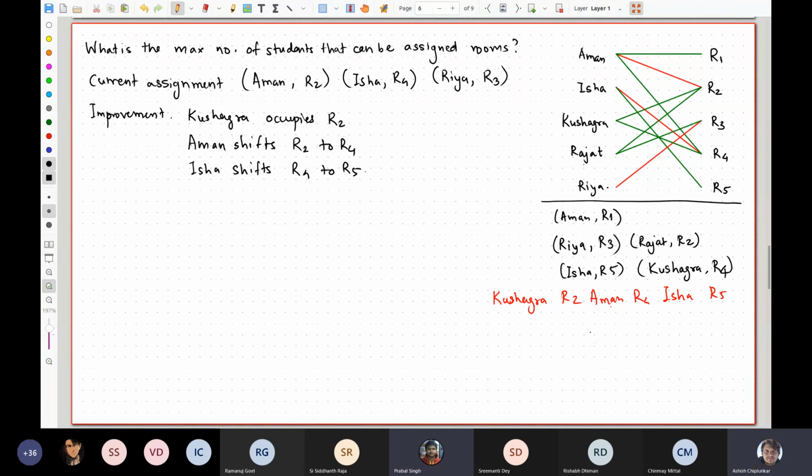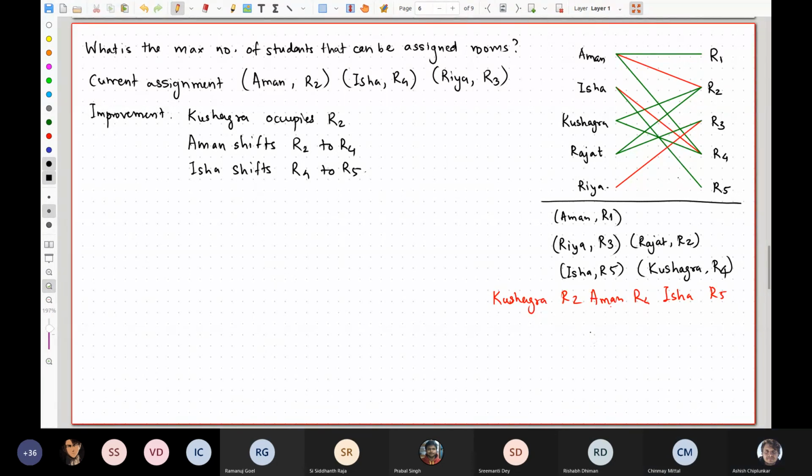Yeah, for this example, we see that right. I forget the name of the person, but the idea that person had was to figure out a path in which alternating edges are green and the remaining are red. So he figured out this path. Kushagra to R2 is a green edge, R2 to Aman is red, Aman to R4 is green, R4 to Ria is red, and R4 to Isha is red, and Isha to R5 is green. So it's a way of starting from some person having a green edge, and then keeping on shifting. Exactly. So you make that green edge into a red edge, you make the next red edge into a green edge, and so on.